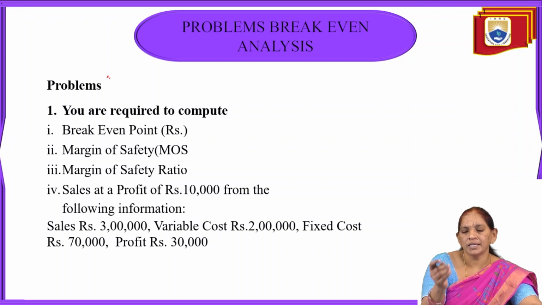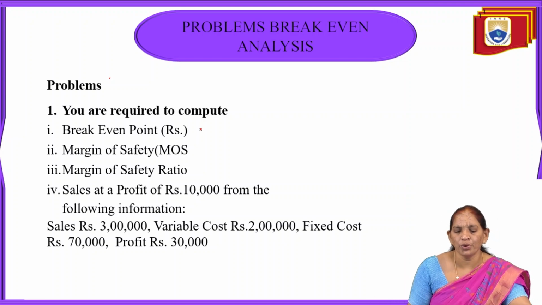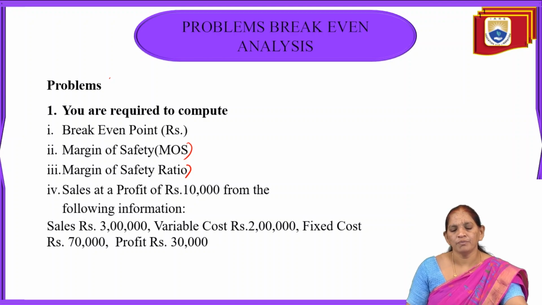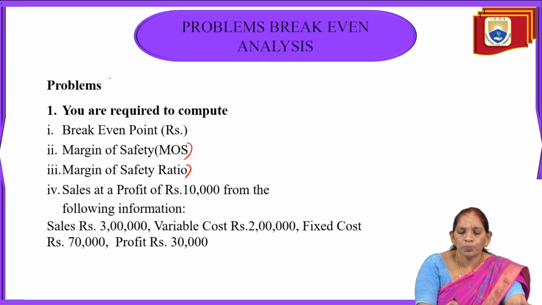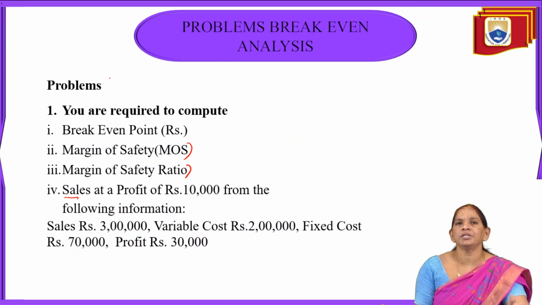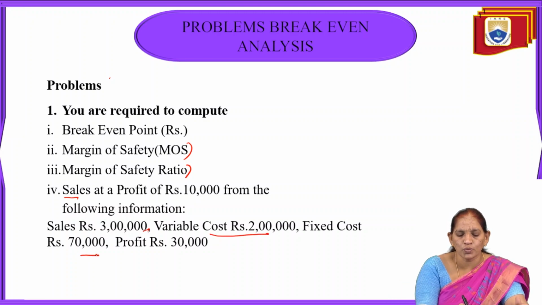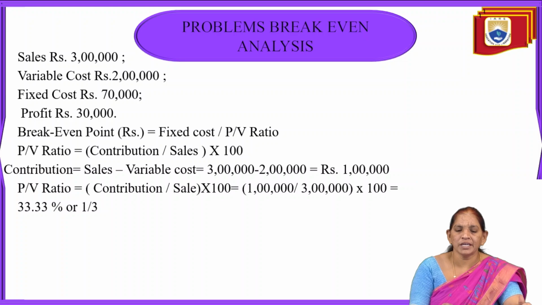So the first problem: you are required to compute the break-even point, MOS means margin of safety, and next the margin of safety ratio, and it is also asking about the sales at a profit of 10,000 rupees, by utilizing the following information. The information is: selling price was 3 lakhs, variable cost was 2 lakhs, fixed cost was 70,000 and profit was 30,000. So now we see what solution we can get.